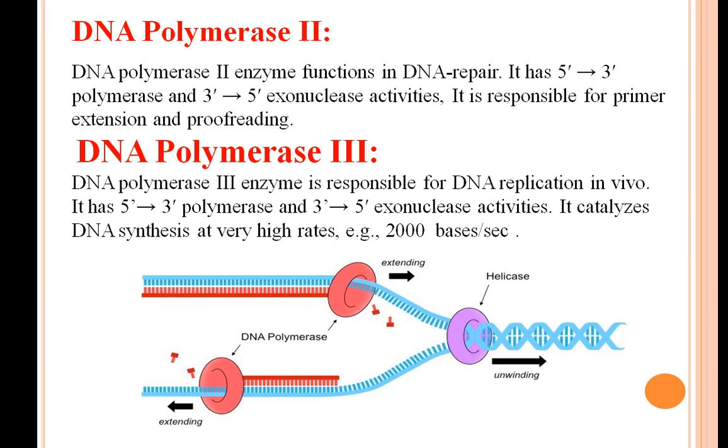DNA polymerase 3 is responsible for in vivo DNA replication, and it has 5' to 3' polymerase and 3' to 5' exonuclease activity. Here you can see this is the DNA polymerase, the main replicating enzyme. It performs 5' to 3' polymerization, and it is the main polymerizing enzyme because it has a greater polymerization speed, about 2000 base pairs per second.